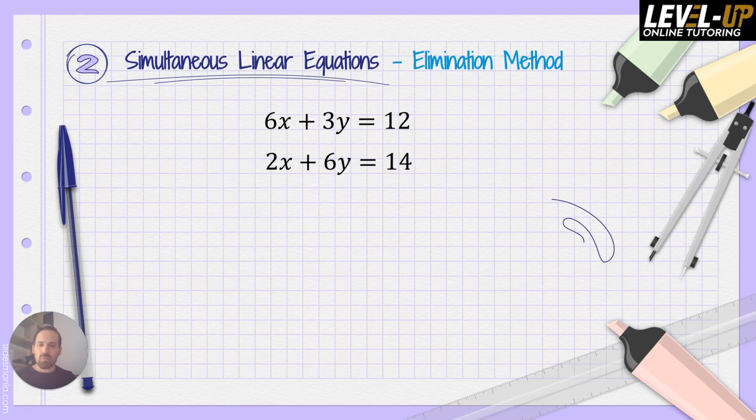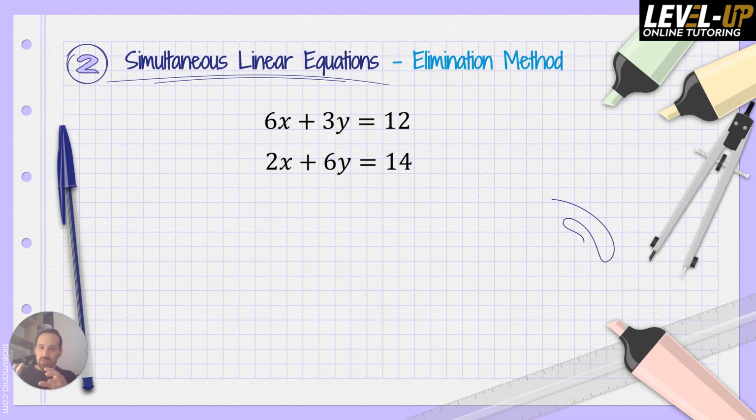Like we saw last time when we were working with graphs, we generally want it in the form of y equals mx plus c, where we have y as the subject, and then you've got your x term and your constant term on the other side, and then we can read off the gradient being m and the y-intercept being c. That's really handy for graphing.